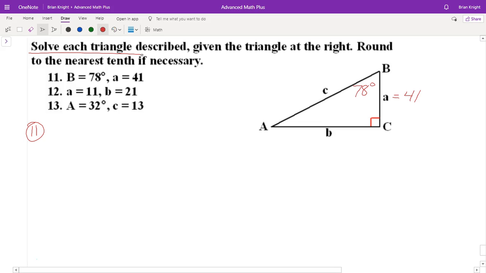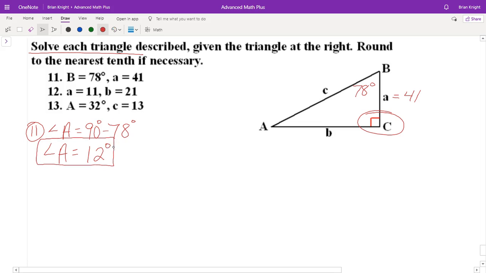Now, if they give you an angle to start off with, the easiest thing is to find the other angle. Because remember, how many degrees are there in a triangle? 180. It's a right triangle, so you already know 90, right? So the two acute angles have to add up to what? 90. So I'm going to find angle A first. Angle A has to be 90 minus, what is angle B? 78. So angle A is 12 degrees.